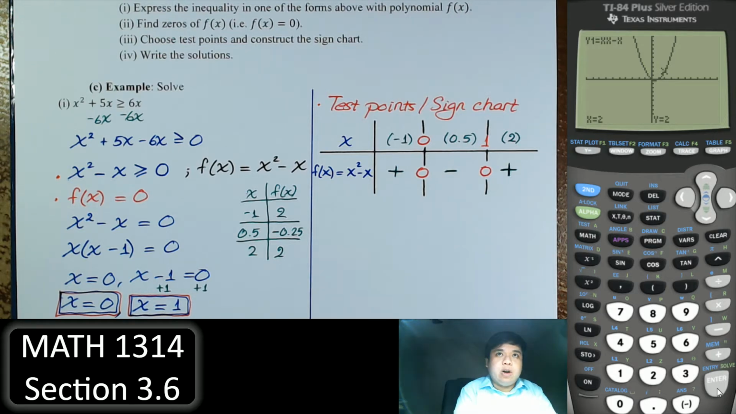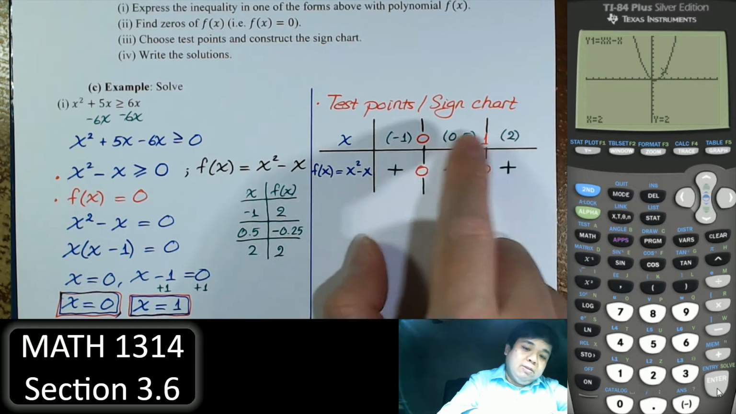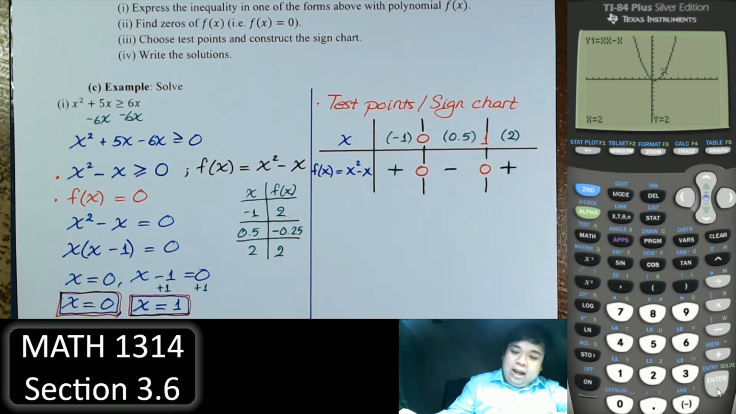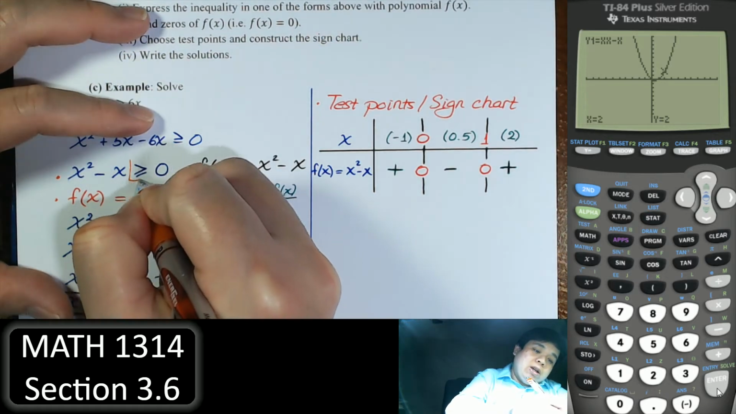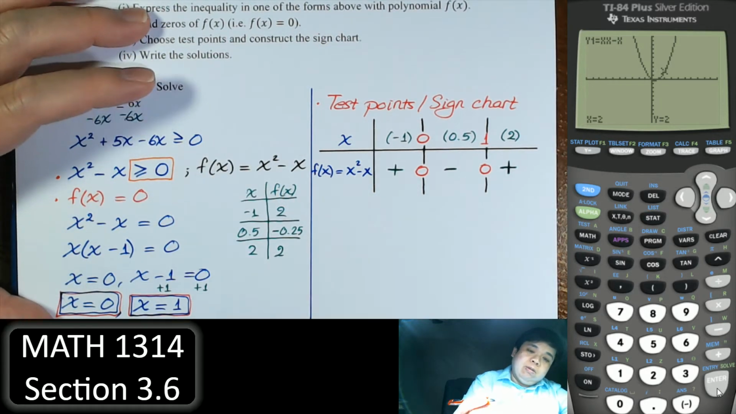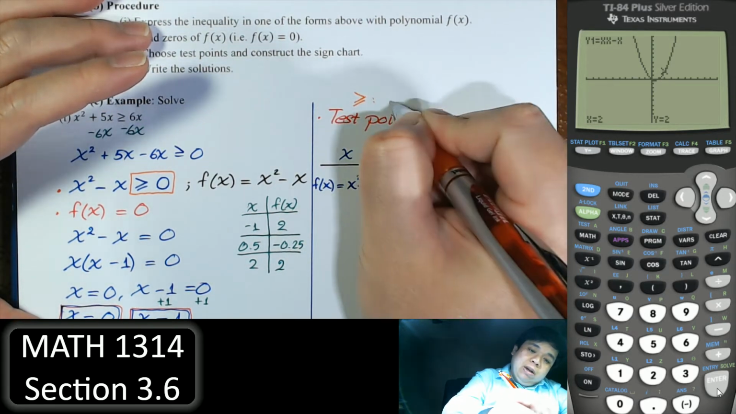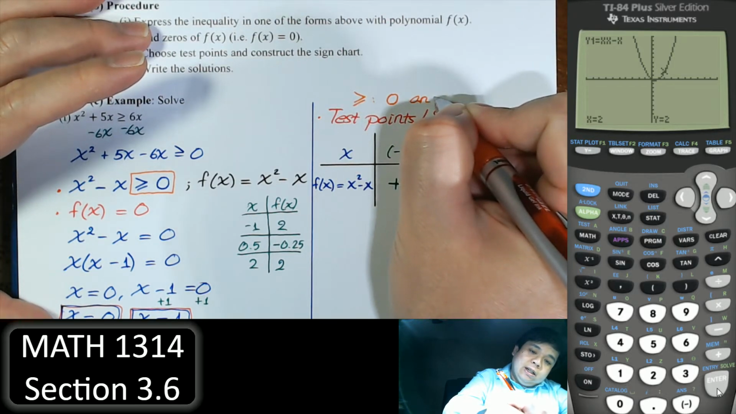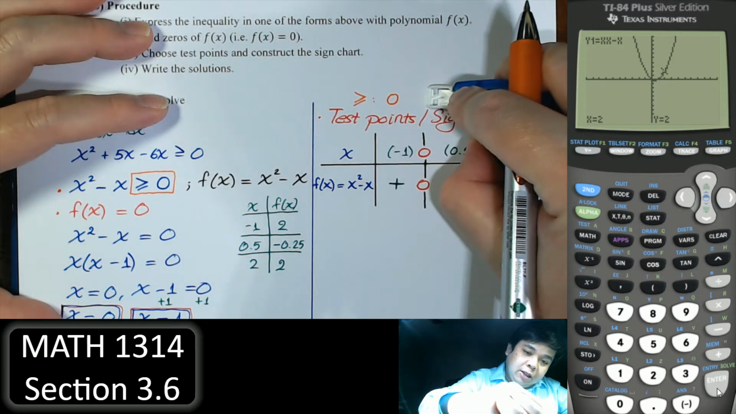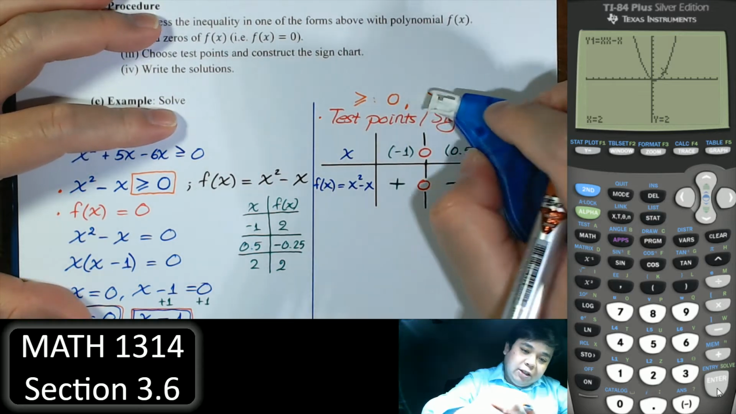Right, so that's the sign chart, and we put the test point between the values where the function equal to 0, and then finally just go back to the problem. What we actually want, well, what we want is greater than or equal to 0, right? Meaning that we're going to pick 0 and positive.